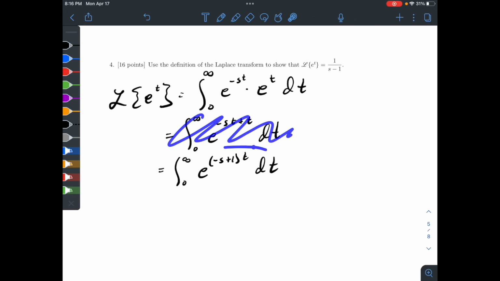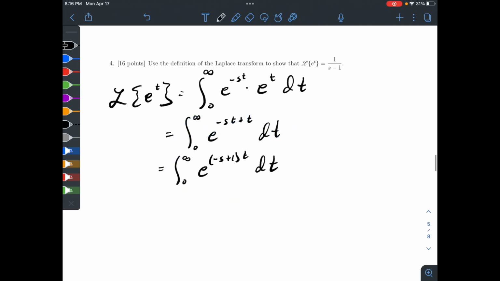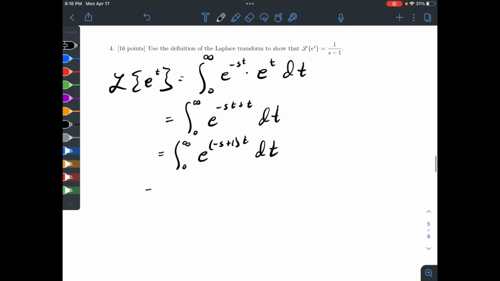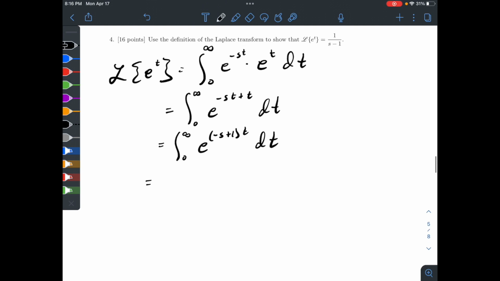Personally, I would probably not even write that step. I would probably just jump straight to right here, but I figure it can't hurt to write out all my steps here for an instructional video. All right, so e to the negative s plus 1 t. The integral of that is going to be 1 over that constant there, and then 0 to infinity.